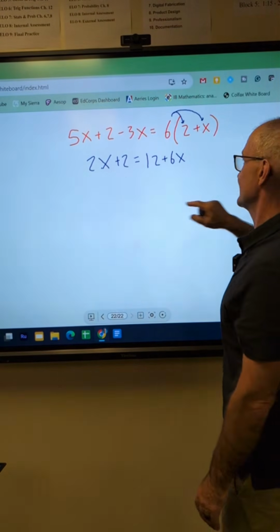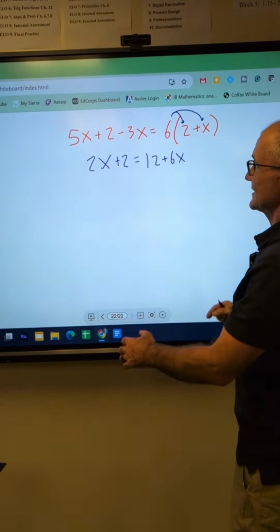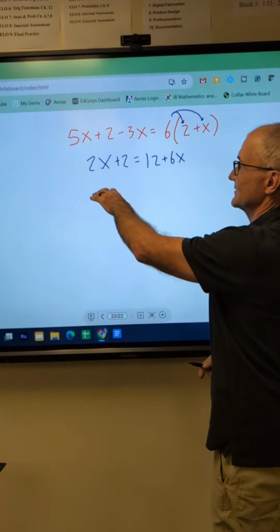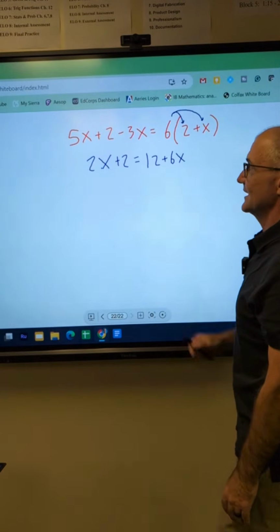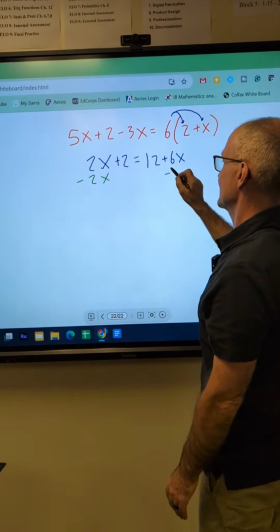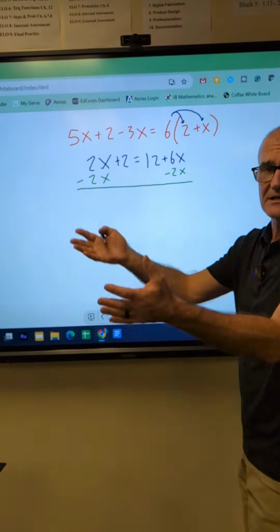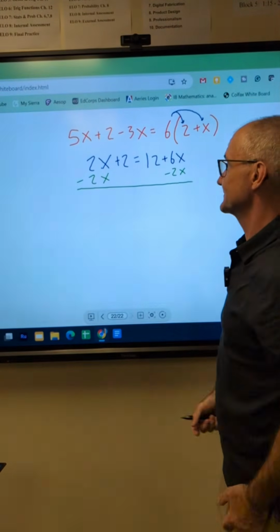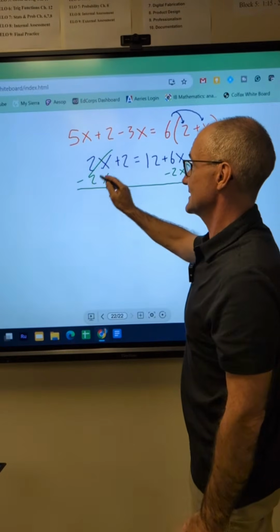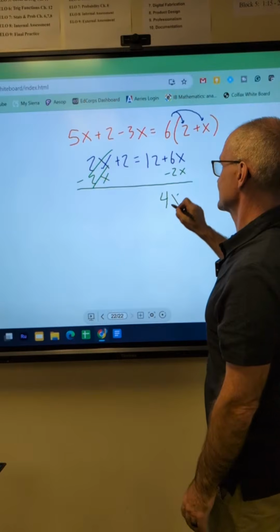Now that I have that equation, it's getting a little simpler. So the next step is still trying to combine similar terms. I'm going to subtract 2x from the left, subtract 2x from the right. I can do whatever I want, as long as I do it to both sides, so that it stays in balance. 2x minus 2x, those just cancel. 6x minus 2x is 4x.